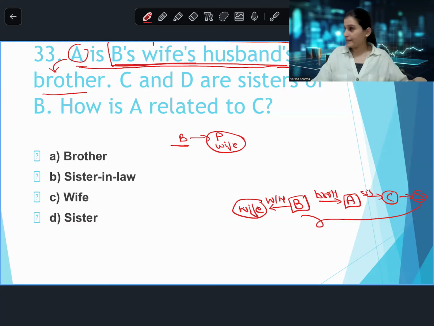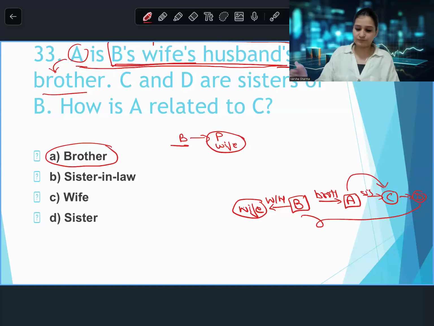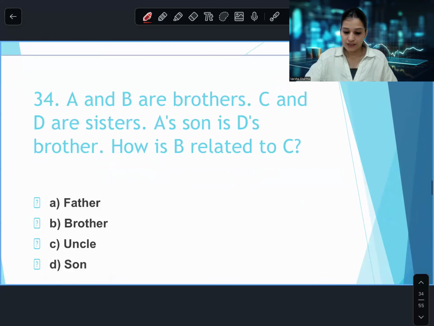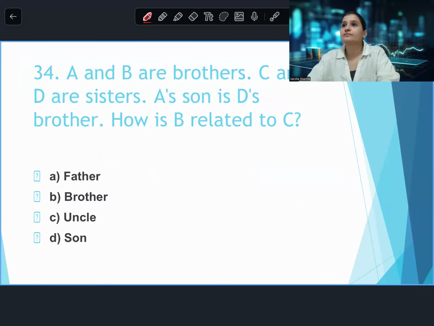How is A related to C? Brother. A related to C, brother. Yes, ma'am. Any doubt? No, ma'am. 34. Uncle. Uncle, ma'am.